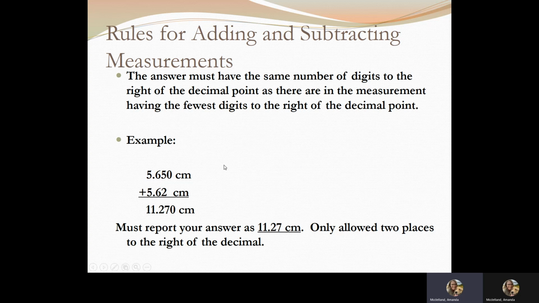So in my example here, this measuring device was able to go to 3 decimal points, while this one was only able to go to 2. So this one is the least accurate out of our 2 measurements. So I must report my answer to the least accurate, which was 2 decimal places. So I can just cut off, or I can just check it: does that 0 round the 7? No, so I can just cut it off. And my answer will be 11.27 centimeters.